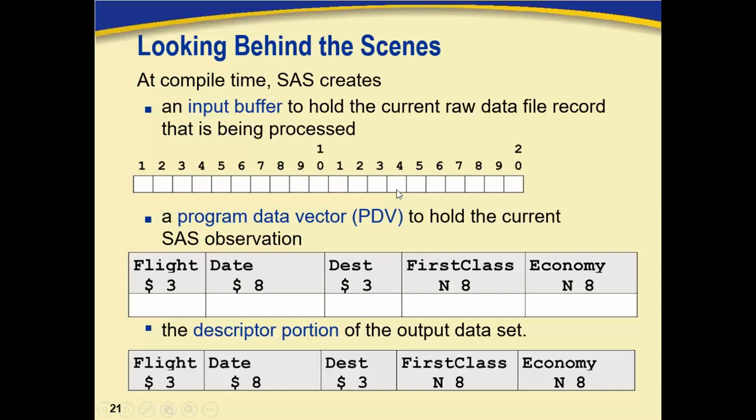Once you define everything, the data is written into the file and divided into each column, as character or numeric. All this information is stored in the back end at the table level. So two things you have to remember: what is meant by the input buffer, and what is meant by the PDV, the program data vector.